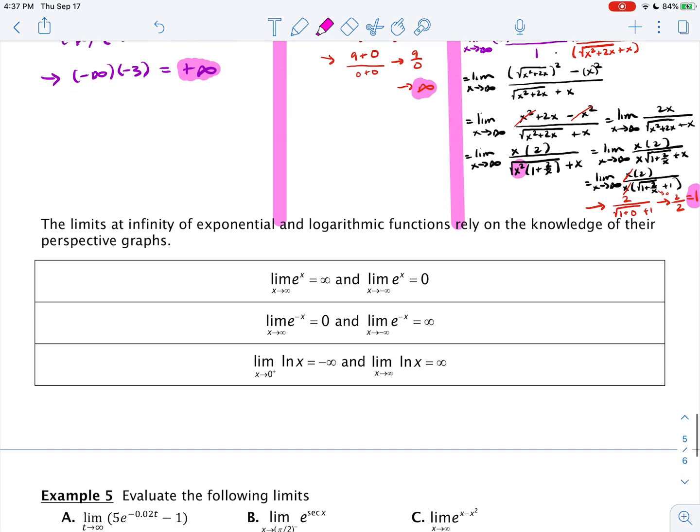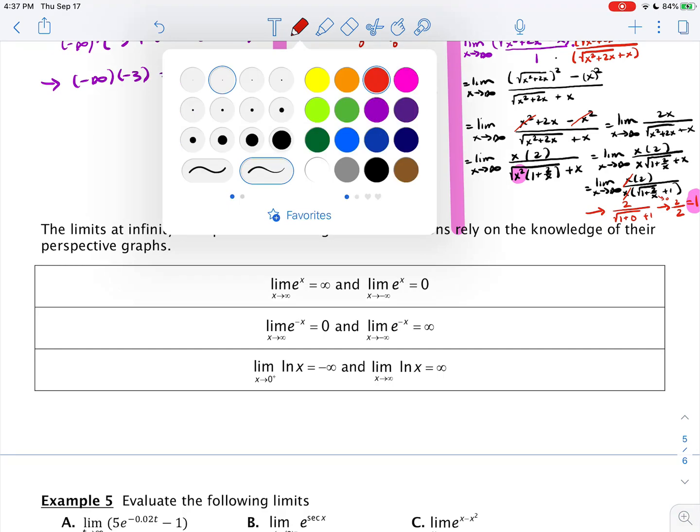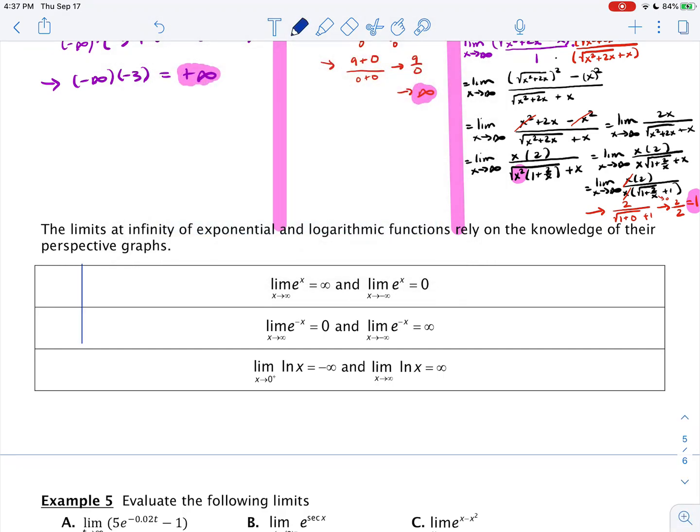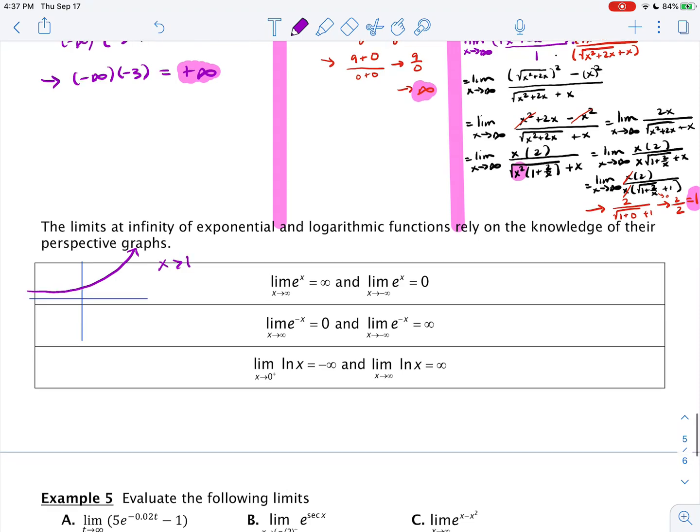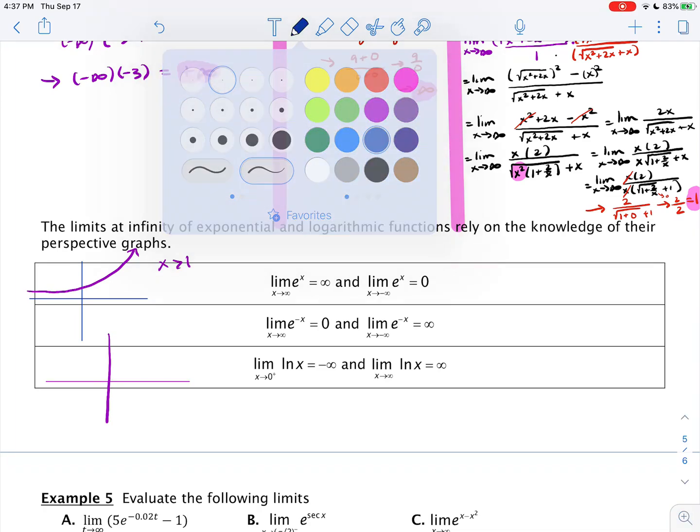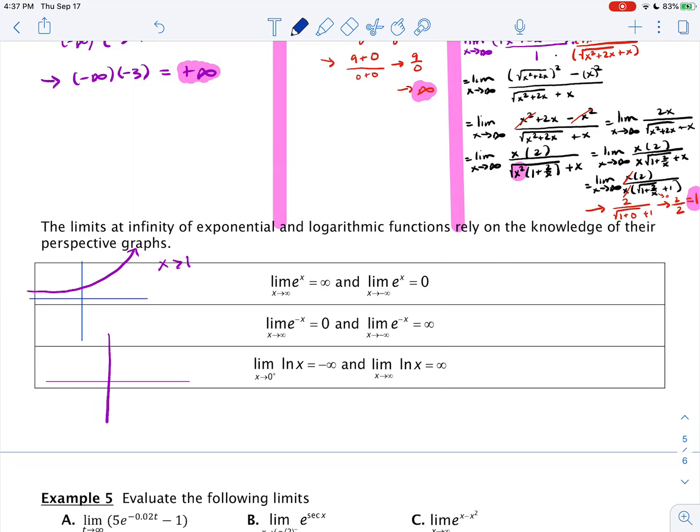Good. All right. Moving right along, the limits at infinity of exponential and logarithmic functions rely on the knowledge of their respective graphs. So don't forget that if I have e to the x, my e to the x when x is bigger than 1 looks like that, and when x is negative, it will actually flip across. Or fractional. E to the x.